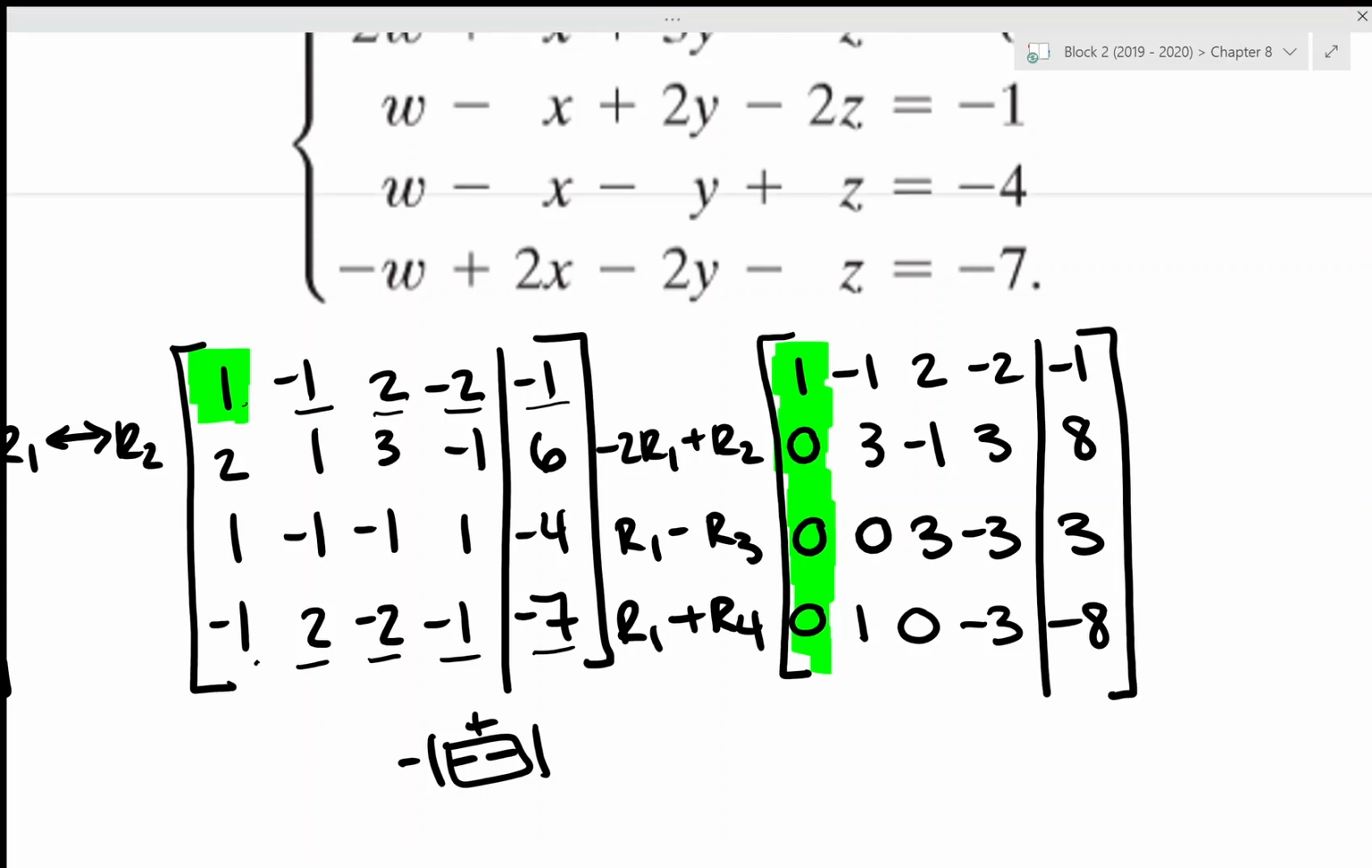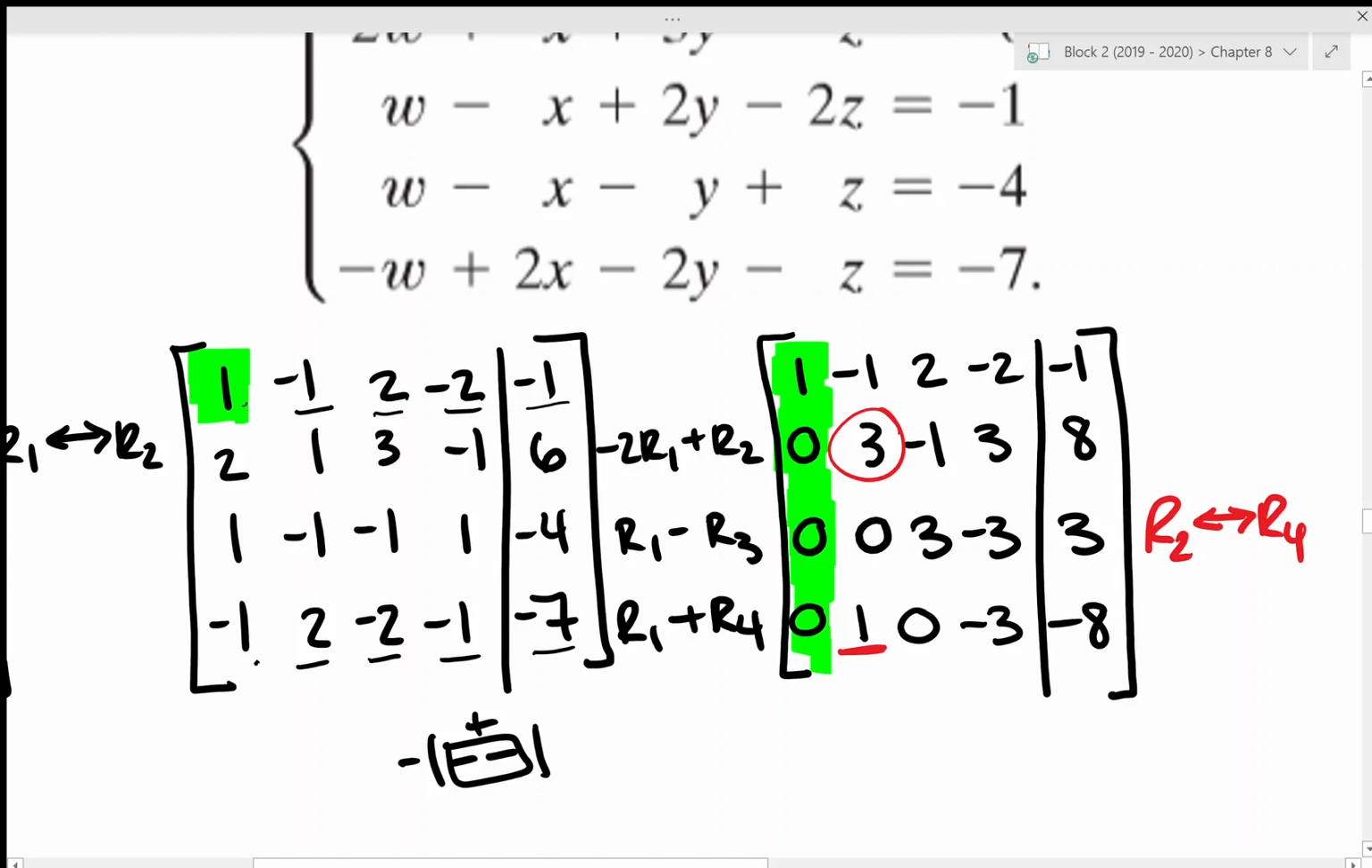Oh, come on, computer. I want to get a 1 here, but I got a 3. I can either multiply by 1/3, however, that negative 1 and 8 will become fractions, and we don't want that. So what I'm going to do is swap row 2 with row 4 because I see row 4 already has that 1 in the spot. So I'm going to swap those.